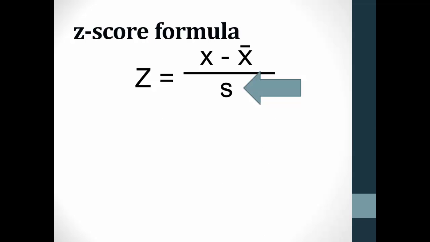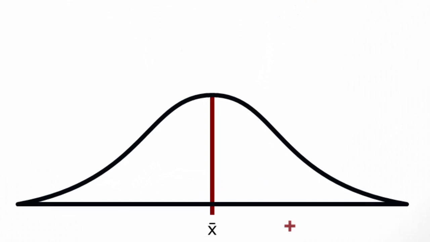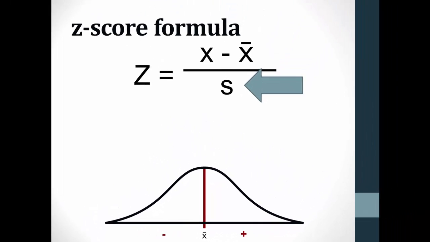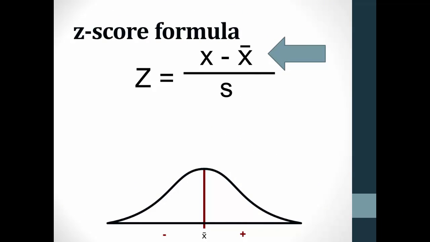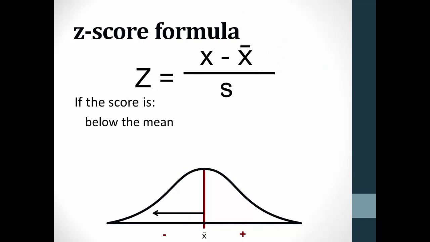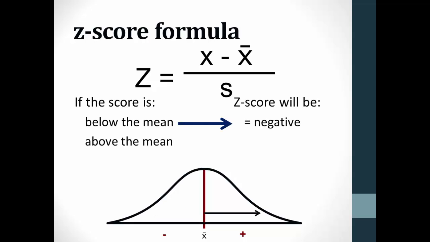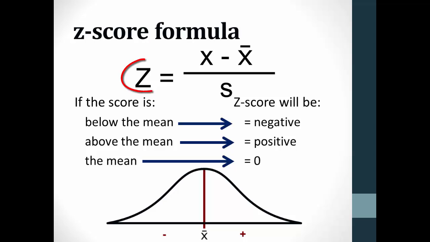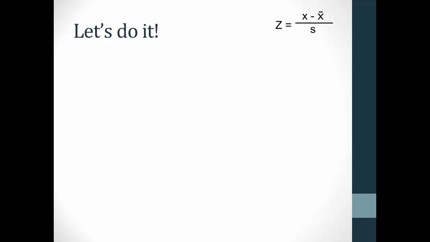Remember, the standard deviation part of this formula will always be positive. The z-score, however, could be positive or negative. What causes the z-score to be positive or negative happens in the numerator. If the raw score is below the mean or less than the mean, then the z-value will be negative. If, however, the score is above the mean, then the z-value will be positive. If the score is the mean, then the z-value will be 0. The z-score and the mean in this case are identical. Time to see how it works.